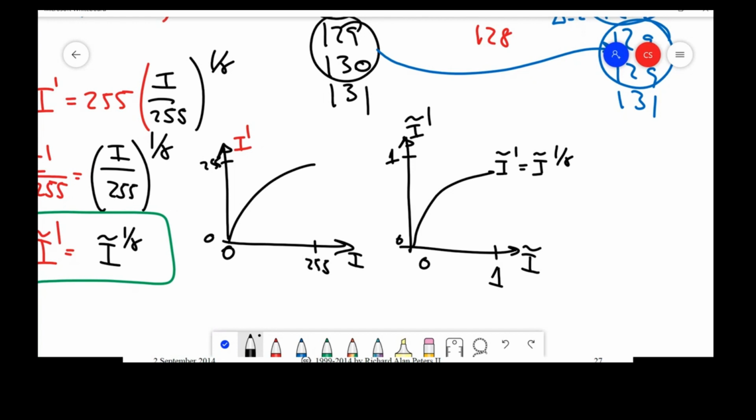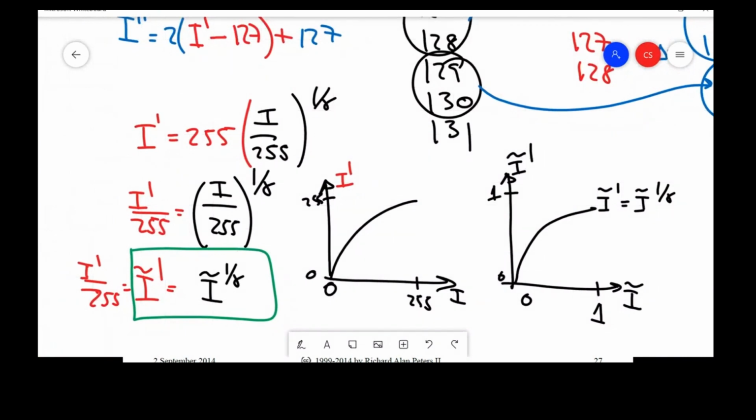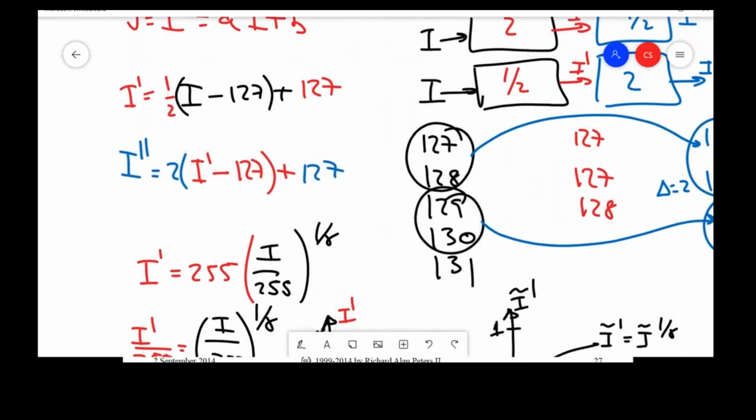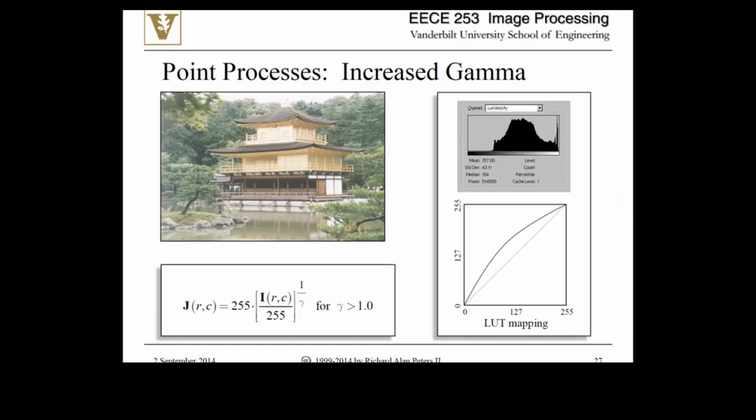So this idea of compressing and decompressing is equivalent to this idea that we had of shifting and then shifting back to the original location. Okay, good. Then here we have the gamma transformation for gamma larger than 1. So one question: is this transformation increasing or decreasing the contrast?